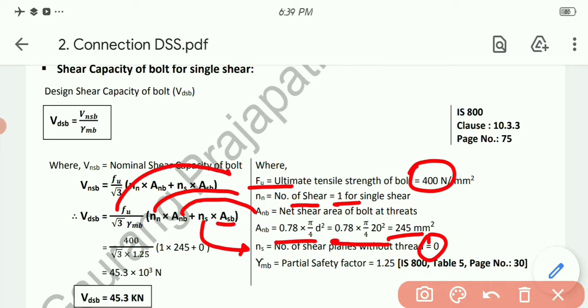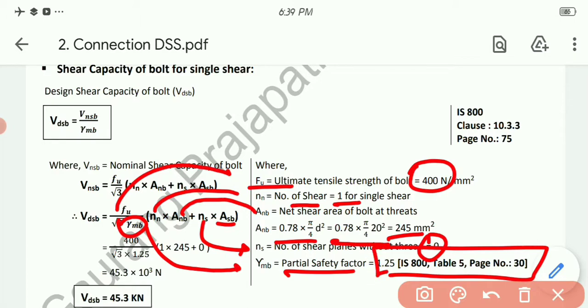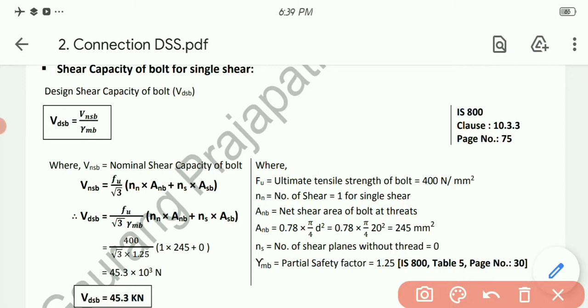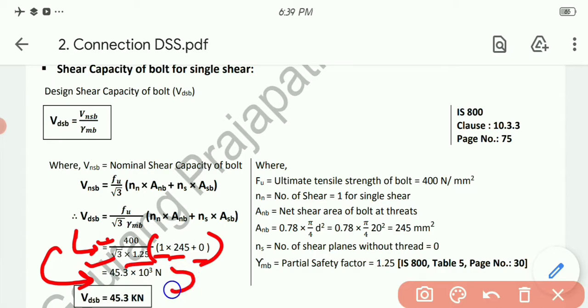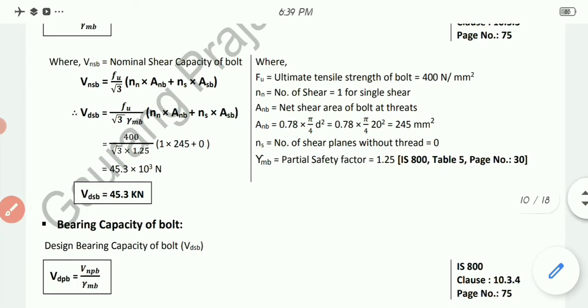And talking about the last one, gamma MB, that is the partial safety factor, which is always taken as 1.25, which we have already seen in the previous example, IS 800, table number 5, page number 30. Okay, so we got all the unknowns. Let's put down the values. FU, that is 400, root 3, gamma MB 1.25, in the bracket nn, that is 1, Anb, that is 245, plus ns, that is taken as 0. Simplifying this term, we get the answer 45.3 into 10 raised to 3 Newton. So let's convert it into kilonewton, that is 45.3 kilonewton. So we got the value of VDSB as 45.3 kilonewton.